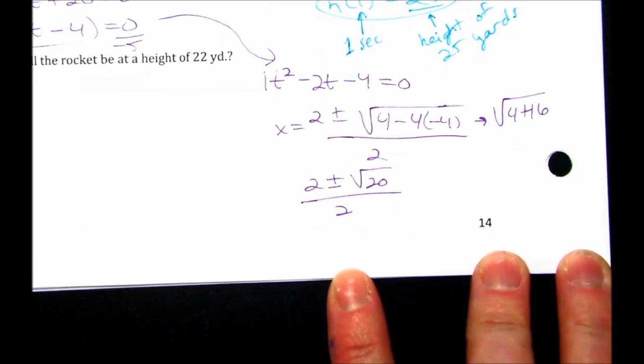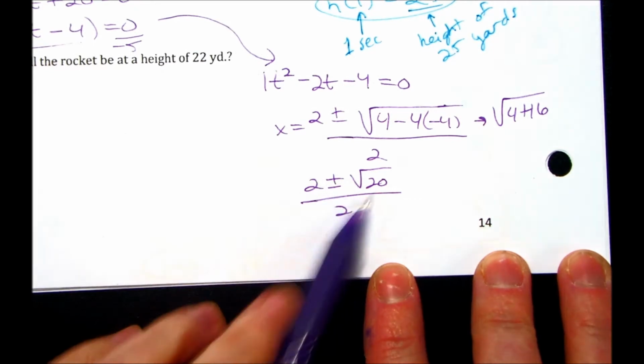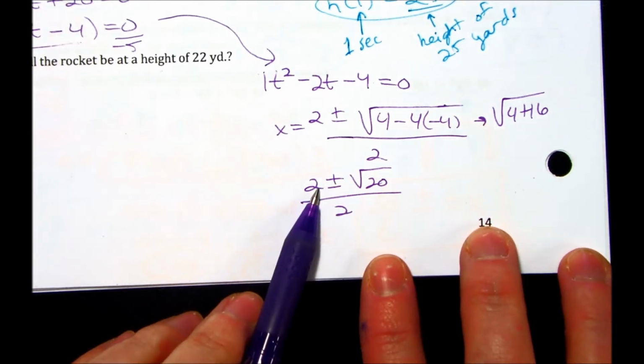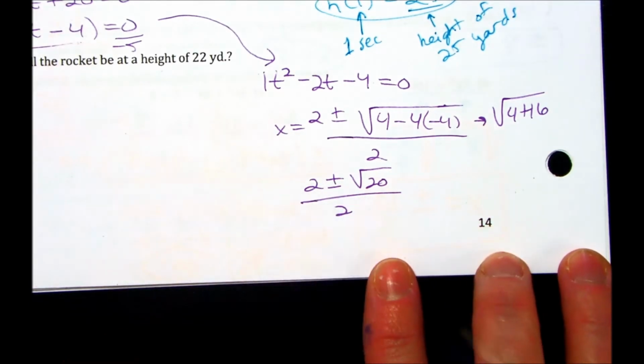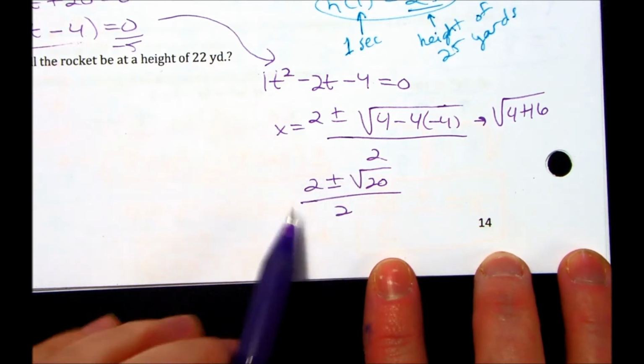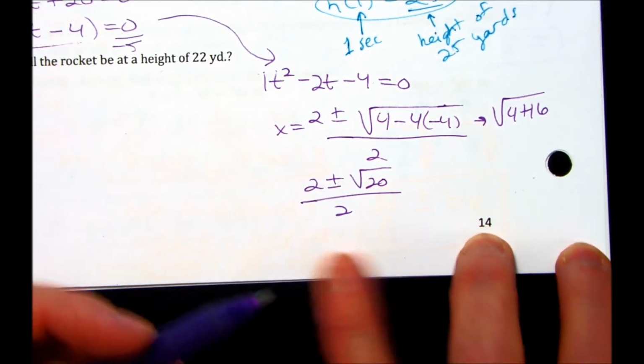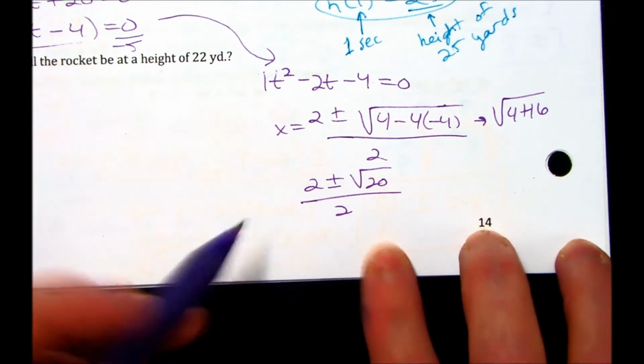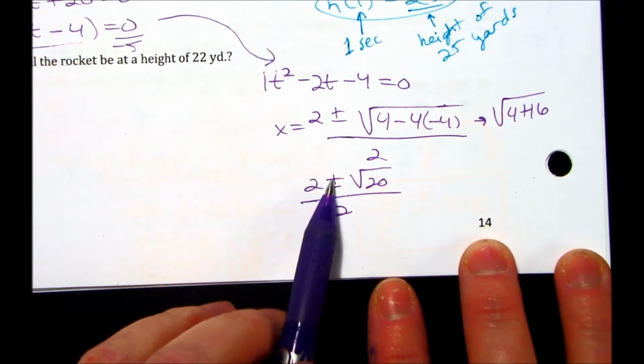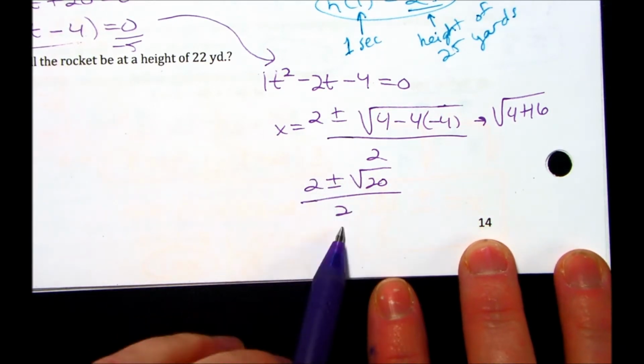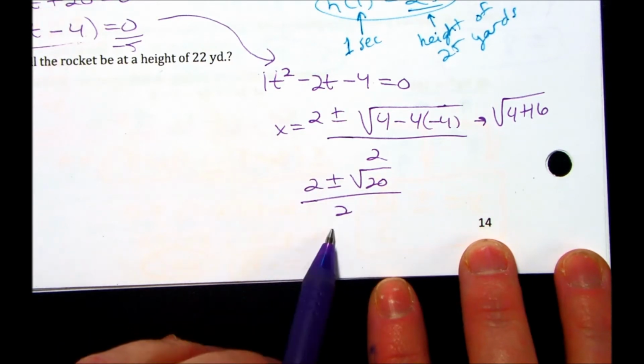Now, earlier in the last problem we had the quadratic formula. I said we didn't have to simplify the radical, because this is an application problem, you could just plug this in the calculator and get your two values. Now there will be two values, because you would have 2 plus the square root of 20 divided by 2, and then 2 minus the square root of 20 divided by 2.